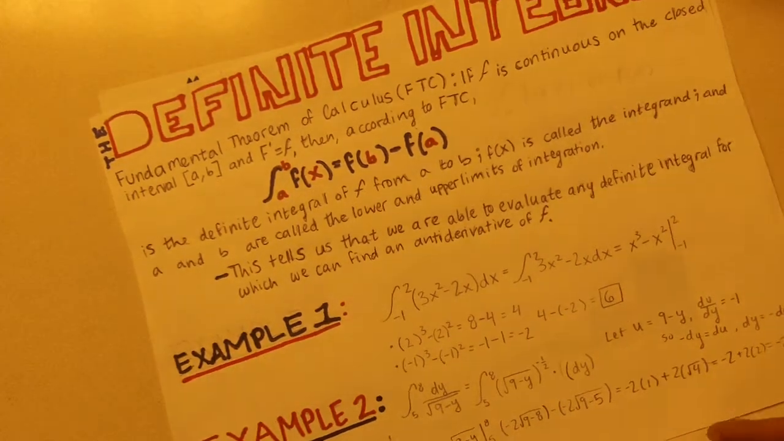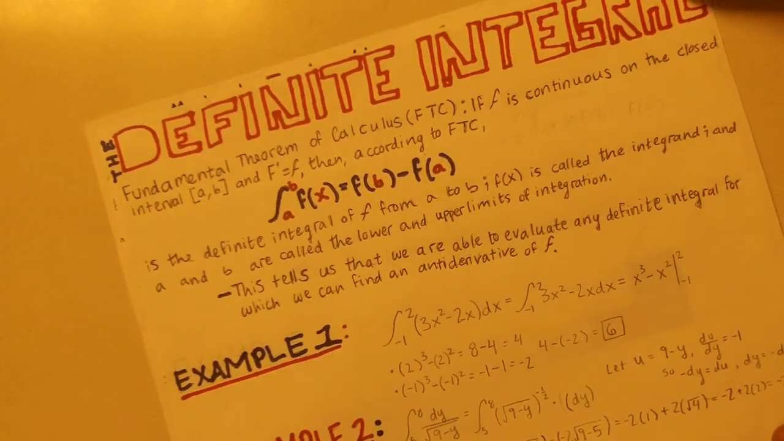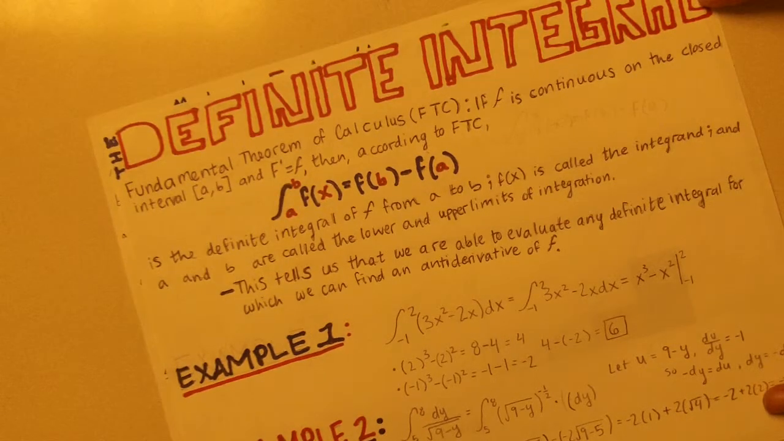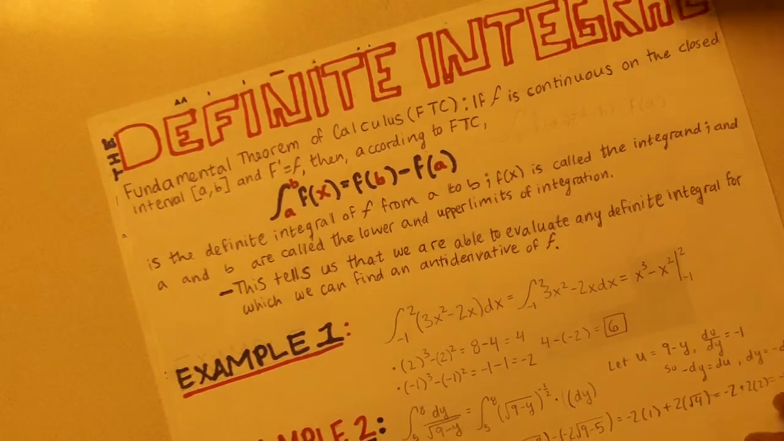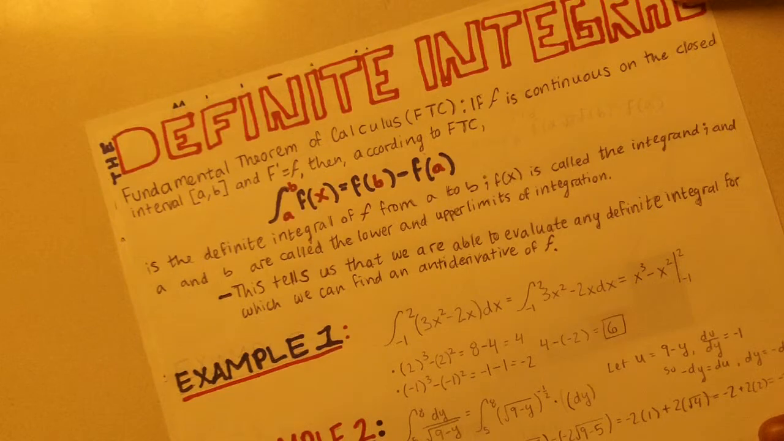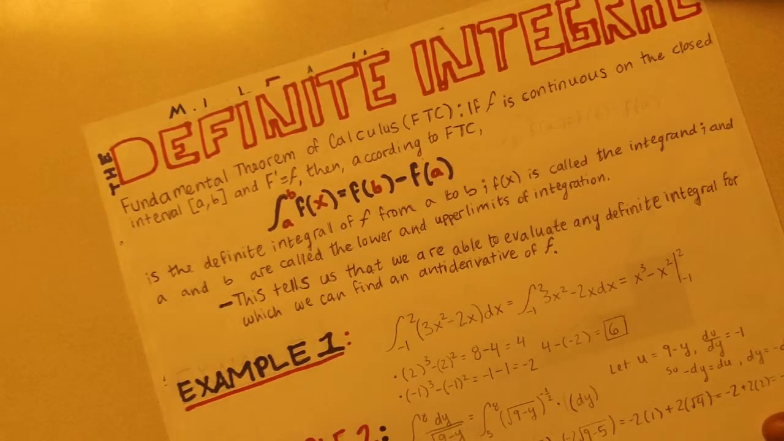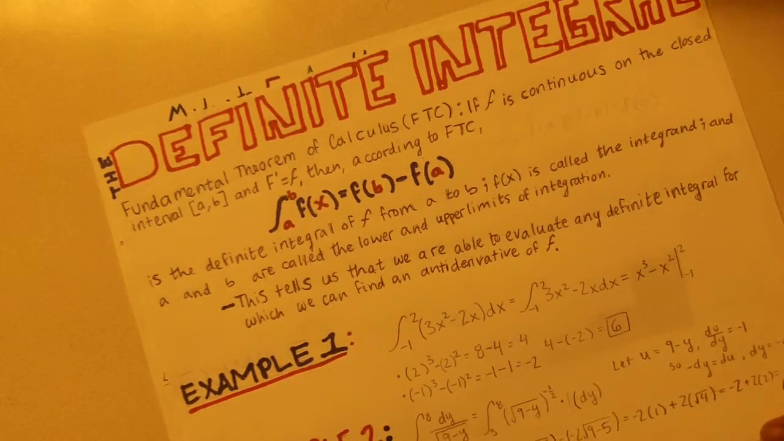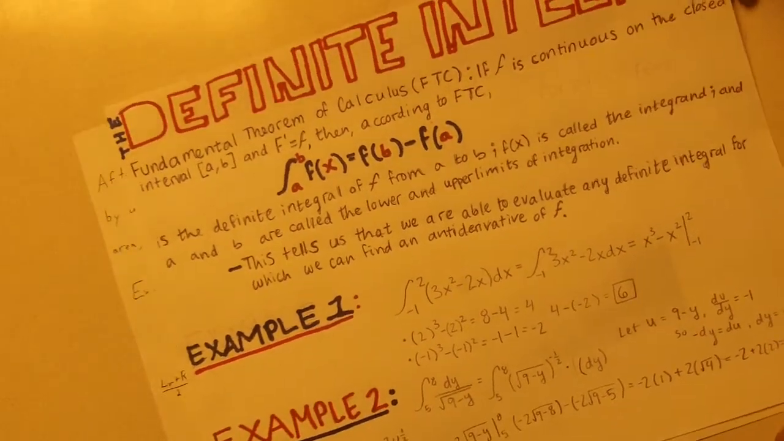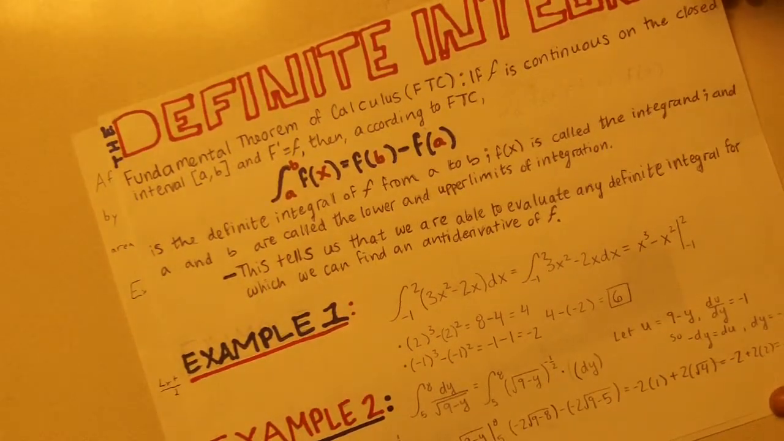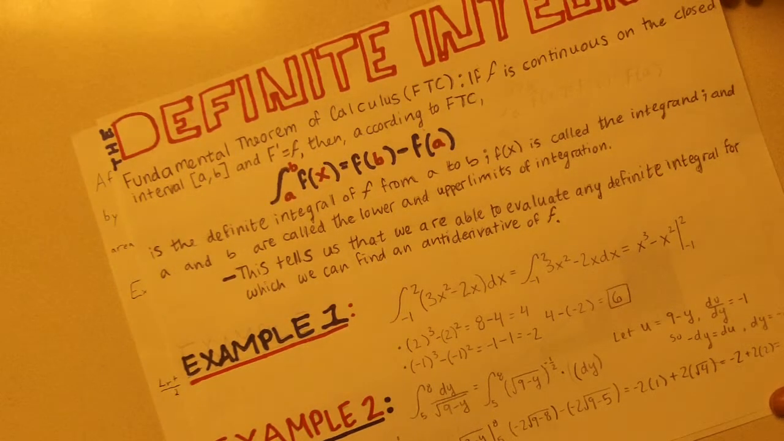So the definite integral is based on the fundamental theorem of calculus, which states if f is continuous on the closed interval a, b, and the derivative of F is equal to f, then according to the fundamental theorem of calculus, the definite integral of f from a to b is equal to F of b minus F of a. So this tells us that we are able to evaluate any definite integral for which we can find an antiderivative of f.